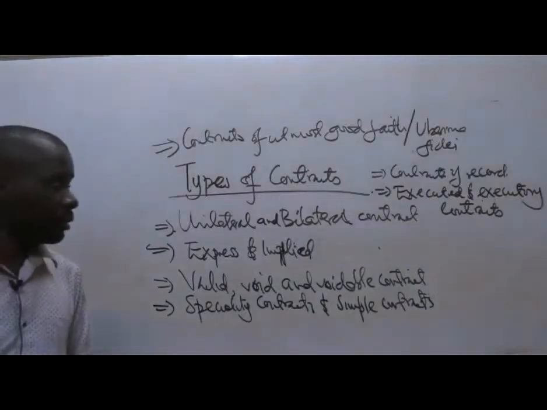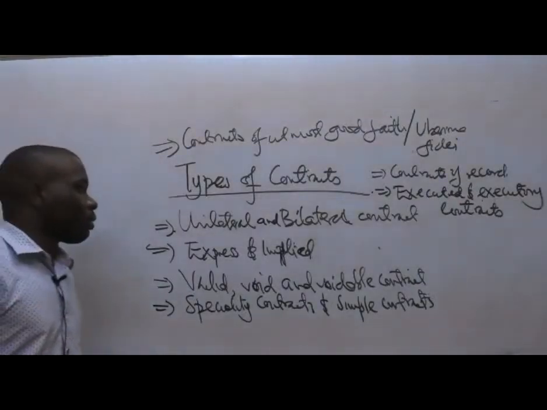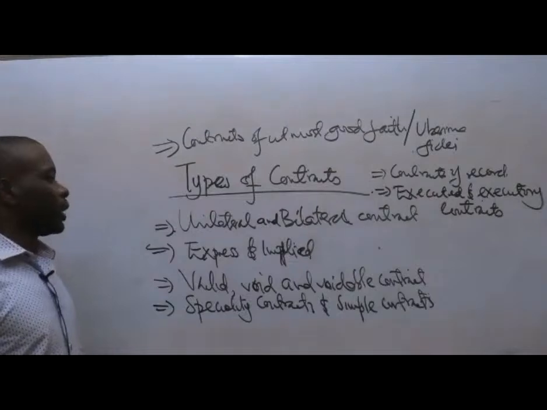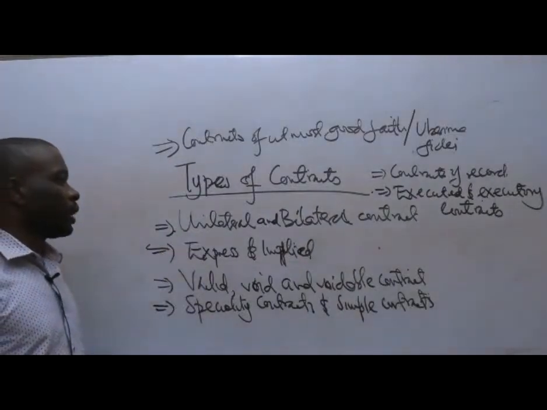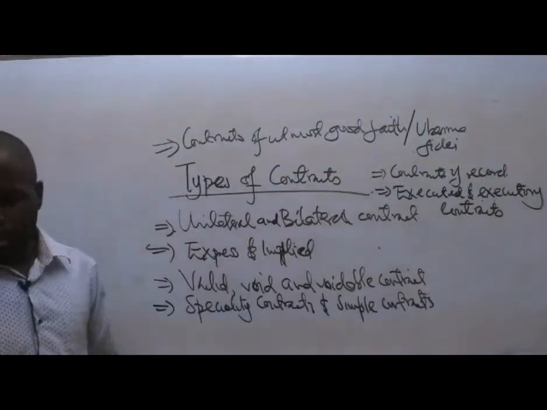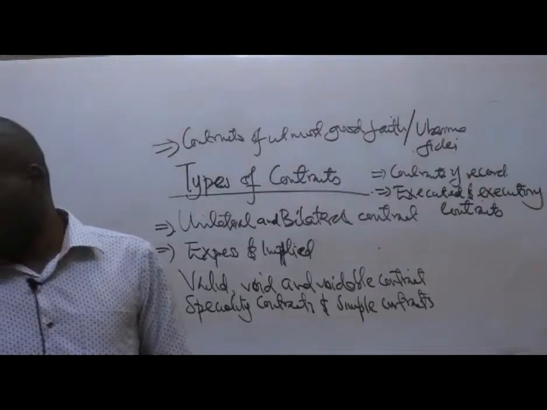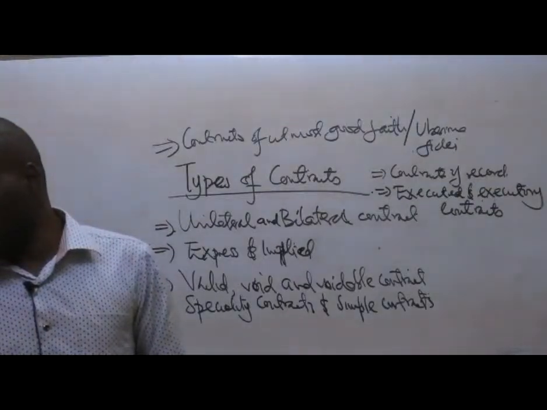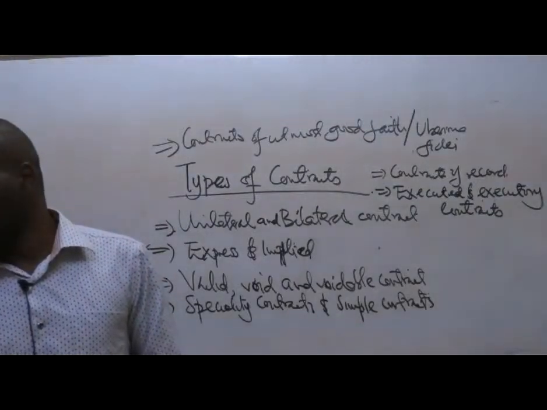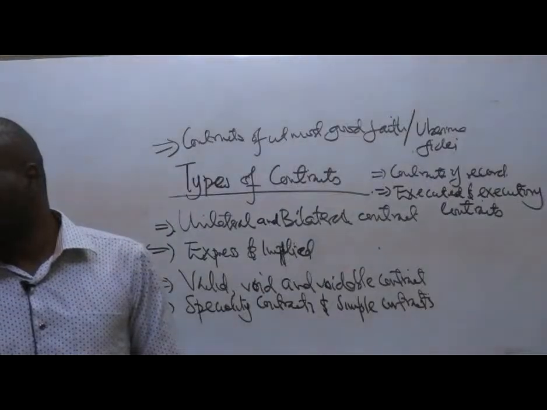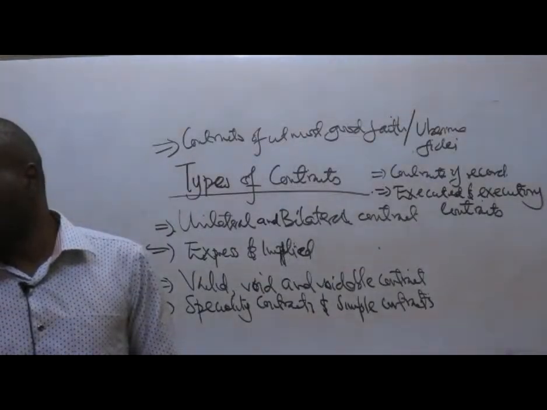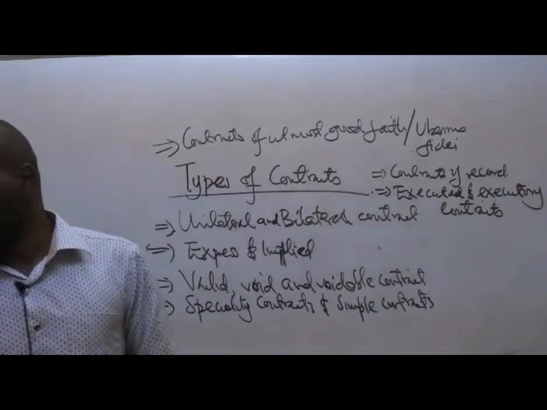Then we have unilateral and bilateral contracts. Just from the word, bilateral simply means two, and unilateral simply means one. So that's why they are related or correlated.